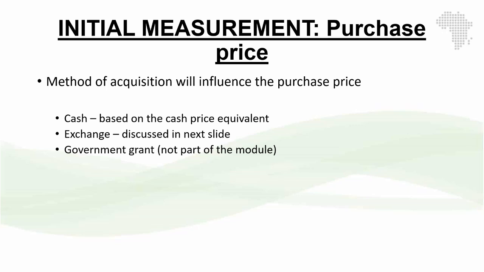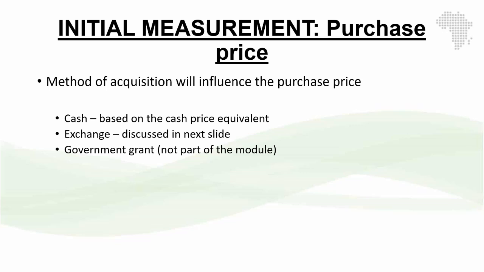The second one is the exchange of assets. With the exchange of assets, I've got one asset, you've got another asset. We want to swap the assets. So how do we treat that? How do we determine the cost of my asset when we just exchange assets? That's not a cash transaction. It's not that we pay money for it. We just exchange different assets. That we will have a look at. And then the third one is by way of government grants. So just be aware of that. We do not teach that in this module.